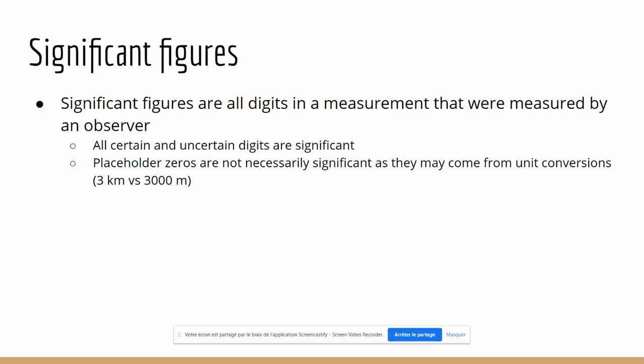So now we're going to talk about significant figures. I just want to be clear that significant and important are not the same thing. Significant figures are everything that are measured, so those include certain and uncertain digits. What they don't include would be placeholder zeros. For example, if I start with 3 kilometers and then I convert that to meters and it becomes 3,000 meters, those zeros just came from the unit conversion. And so for this video, our goal is to just figure out how many significant figures there are in a measurement such that we can apply that information to some lab skills that we'll be doing later on.